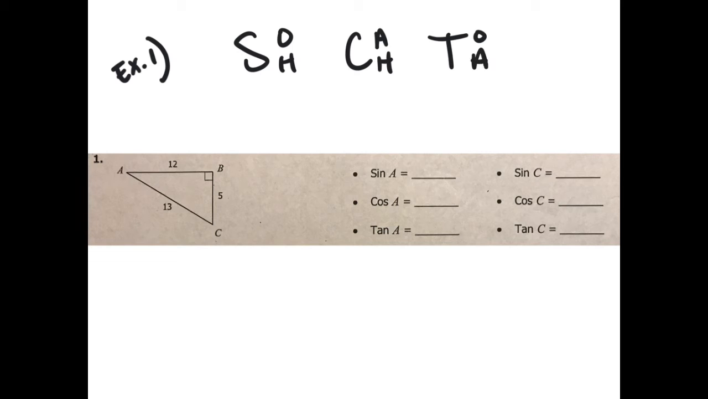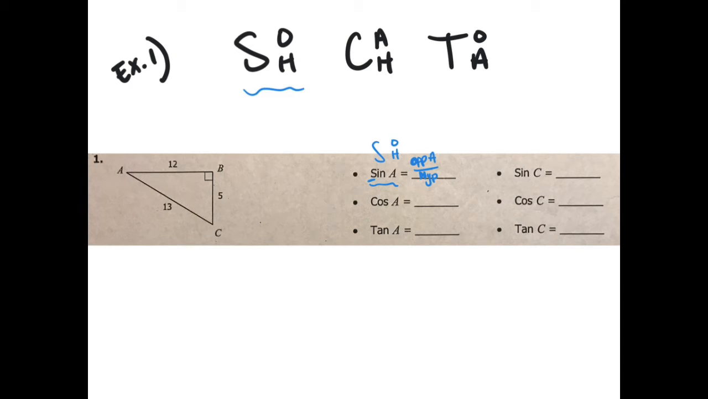SOHCAHTOA. And I kind of expect that you write that on your assignments. Like, why not? It's going to help you. So when I talk about sine of A, sine makes me think of SOH. And I know that sine is opposite over hypotenuse. So I need the opposite of A over the hypotenuse. I got the O and I got the H. So you can see how the SOH reminded me that sine is opposite over hypotenuse.